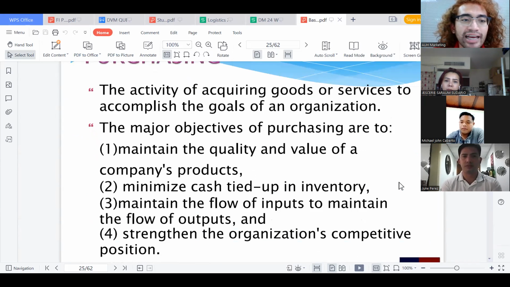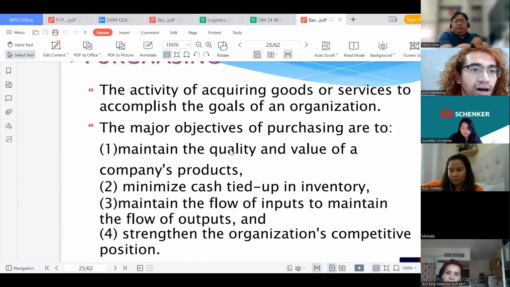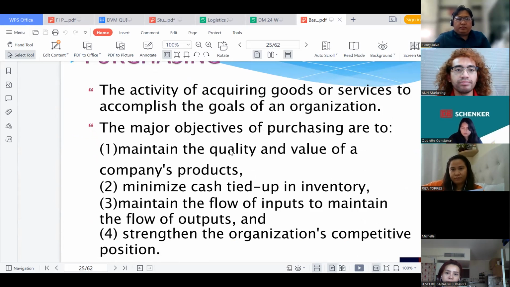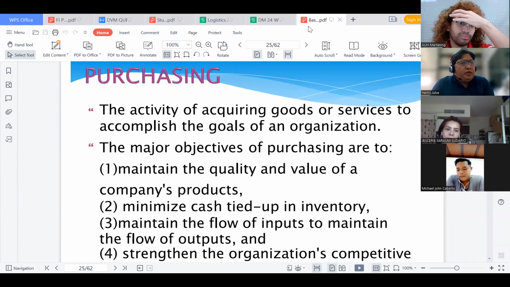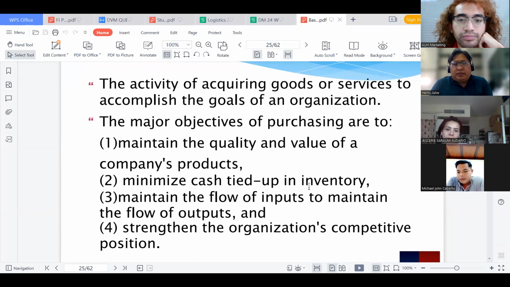Then we have purchasing. Purchasing, the activity of acquiring goods to accomplish the goals of an organization. The major objectives of purchasing are to maintain the quality and value of a company's products, minimize cash tied up in inventory, maintain the flow of inputs to maintain the flow of outputs, and strengthen the organization's competitive position.